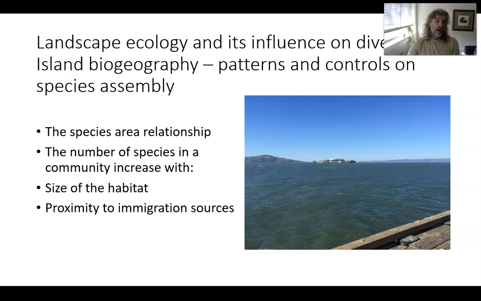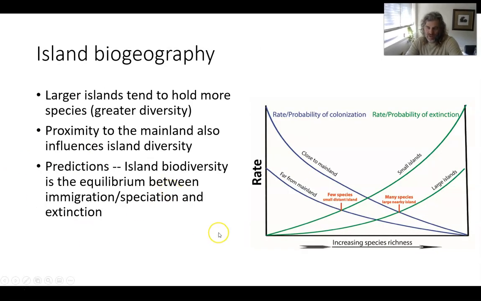So here's Alcatraz Island out in the middle of San Francisco Bay. It's a small island. Is it far away from the landmass? I mean, it depends on your perspective. But it's a small piece of land. It has biodiversity that reflects both its proximity to the larger landmass and its size. So you can take this information and actually build models that predict how many species you would have on particular islands.